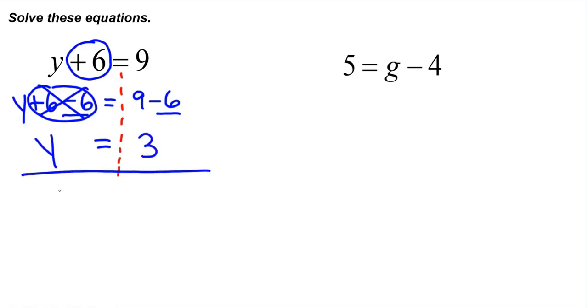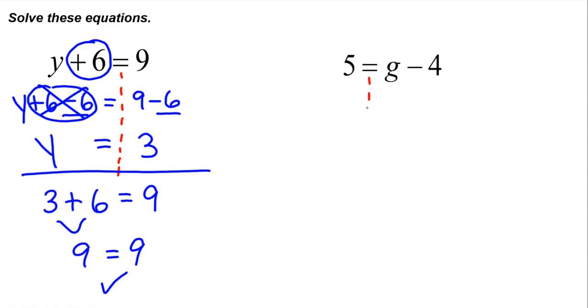And if I check that, I put 3 in the original equation in place of y to see if it is a solution. 3 plus 6 equals 9. 9 equals 9. There is my solution. So that's a direct solution. Again, you may be thinking this is a waste of my time because I can do this mentally, but we'll see some cases here in just a minute where that is not the case.